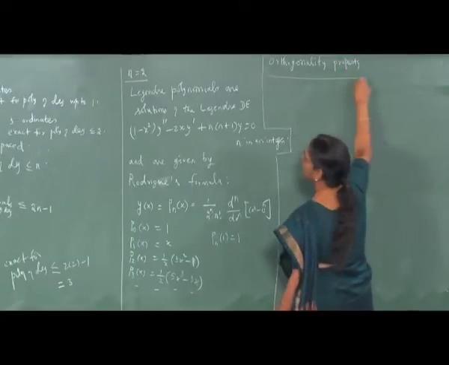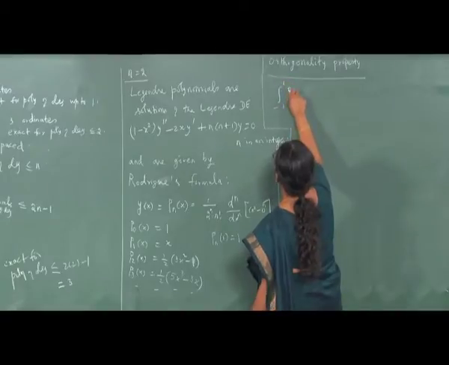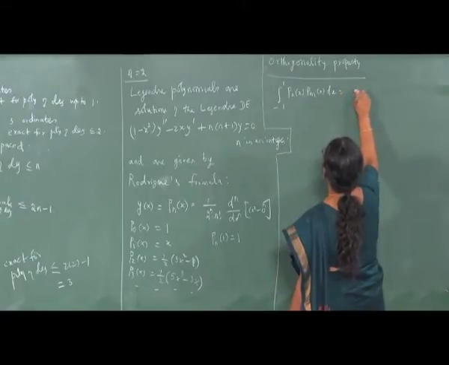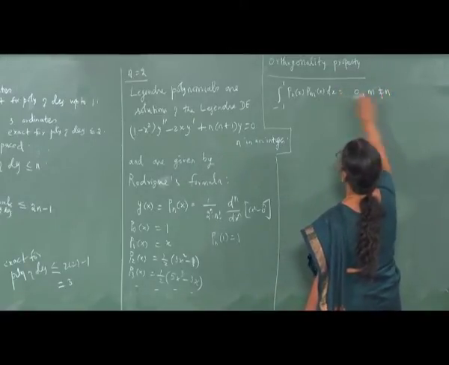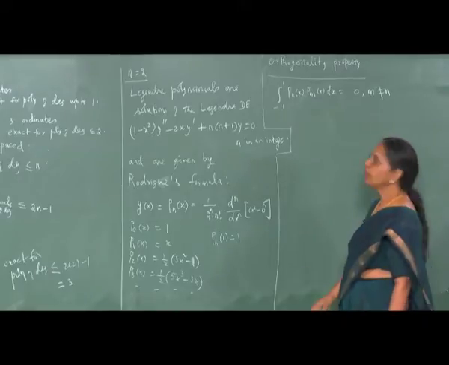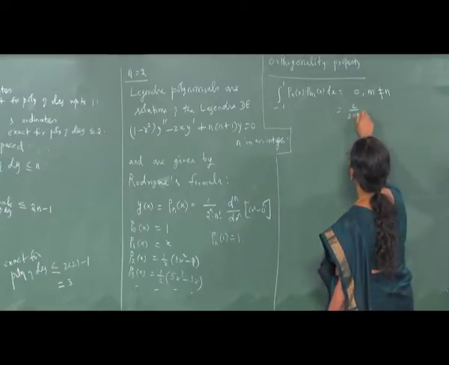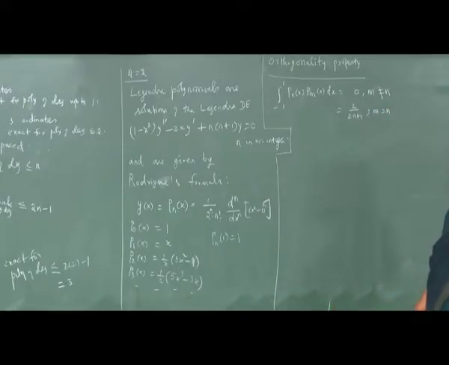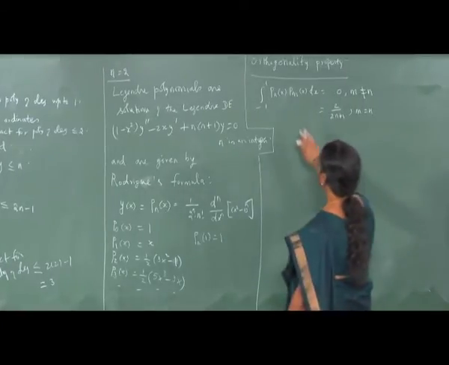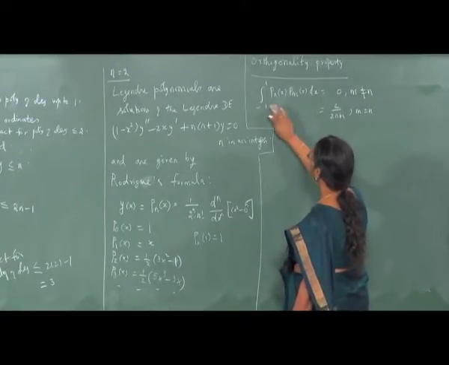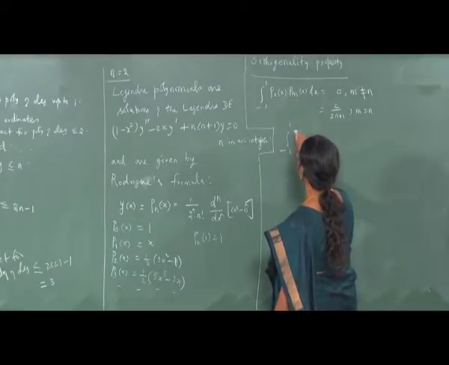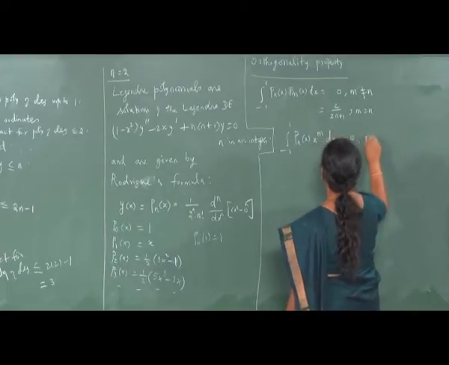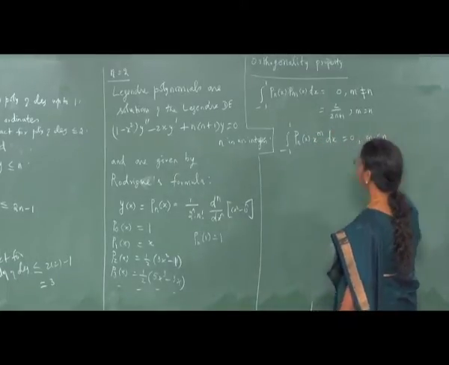which says integral minus 1 to 1 Pn of x into Pm of x dx is 0 whenever the polynomials are of different degree, and it is 2 by 2n plus 1 when they have the same degree. And these polynomials are such that if you consider minus 1 to 1 Pn of x into x to the power of m dx, that will be 0 when m is less than n.